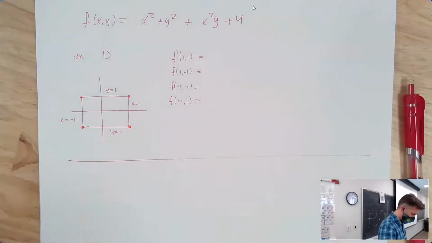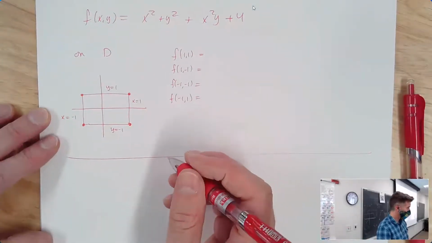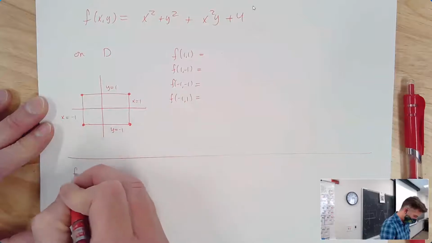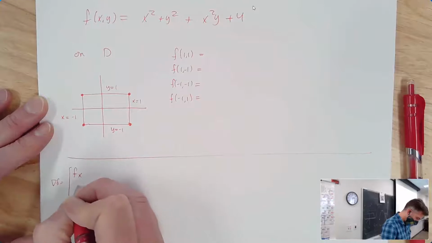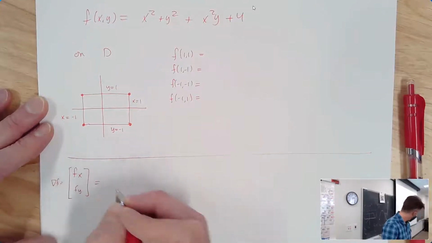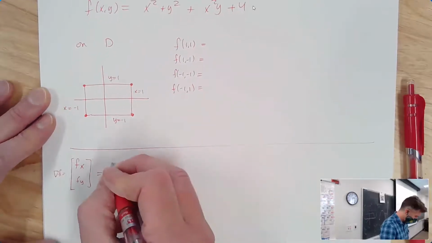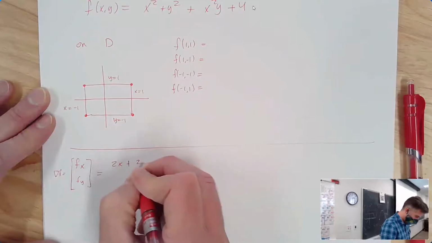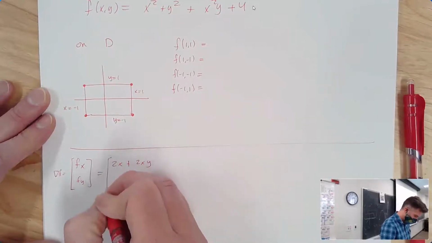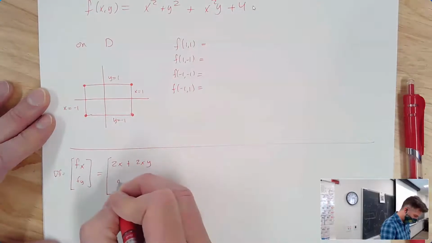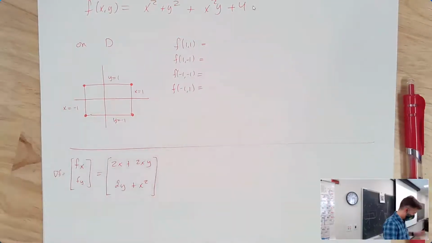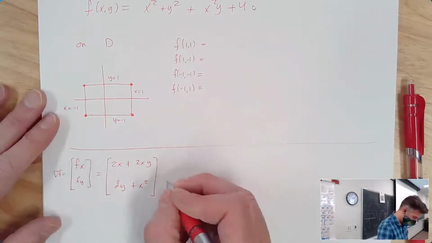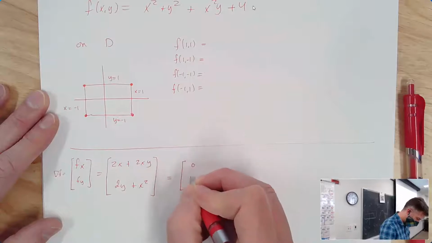So let's go ahead and find the critical points. I'm going to take my gradient. Let's write it as the gradient, which is going to be fx equals 2x plus 2xy, and fy is going to be 2y plus x squared. We're going to set that equal to (0, 0).